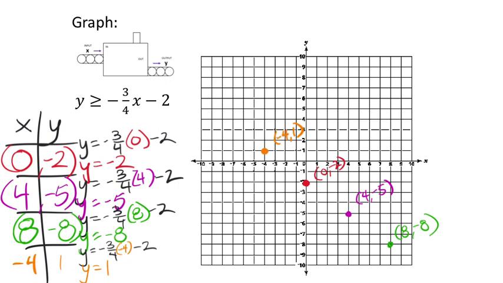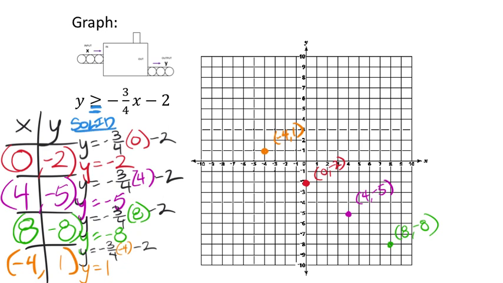Okay, so I'm now ready to take those points and let's draw a line. Now again, before we put the line on the graph, because we did make that an ordered pair, by the way, what kind of line are we going to need? Is it going to be solid or is it going to be dashed? Well, this line, since we have the equal part of the inequality, this is going to be a solid line.